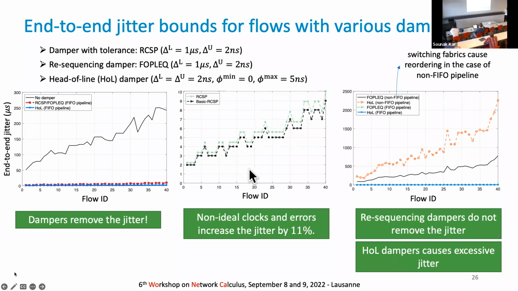The second curve shows the impact of non-ideal clocks with RCSP. We see that 11% of the jitter is caused by non-ideal clocks, and we would not have been able to capture it if we hadn't done this analysis. And the third shows the case when there is a non-FIFO element. A non-FIFO element could be a switching fabric that may cause packet reordering. We see that with the resequencing damper, the jitter is not actually removed, and with the head-of-line damper it is way worse, so it increased the jitter.